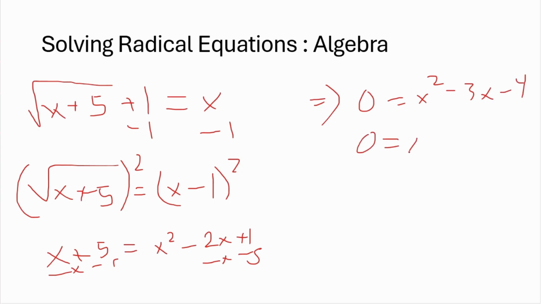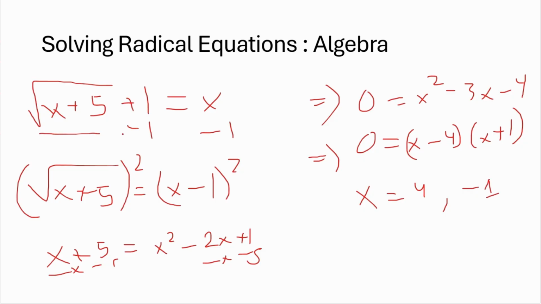0 equals x minus 4, x plus 1. And so your x is either 4 or negative 1. But with radicals, you have restrictions. Your radical, remember, cannot be negative. So whatever's inside your radical has to be greater than or equal to 0. What's inside your radical? x plus 5. So that means x has to be greater than or equal to negative 5.